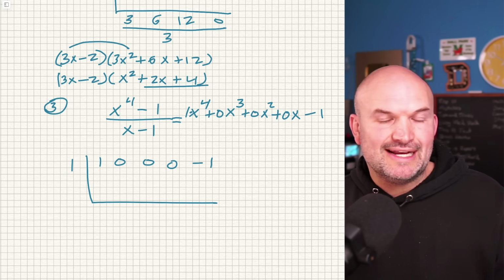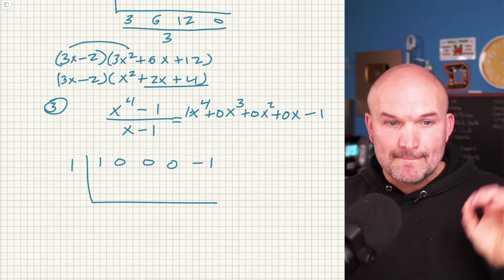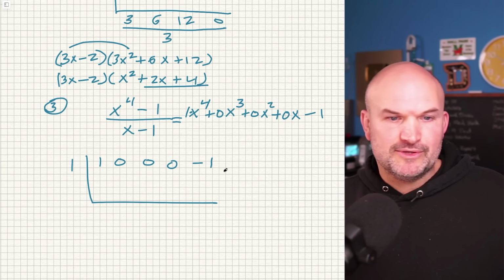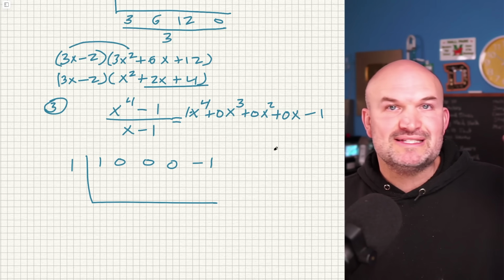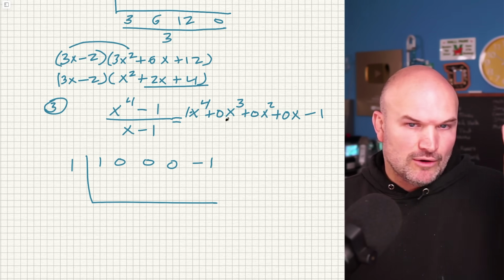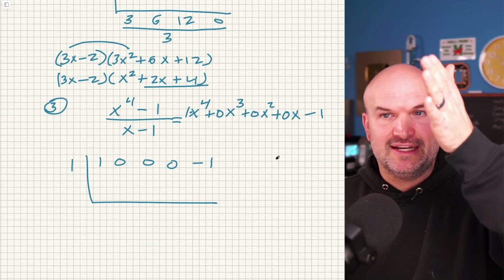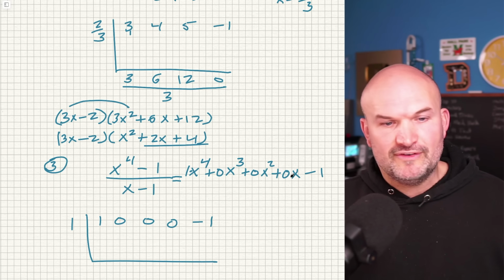So just remember when you're setting up your synthetic division process, make sure that you always have things in descending order, and then always check to make sure you have that highest power, and then each and every power after that, so therefore you can figure it out.